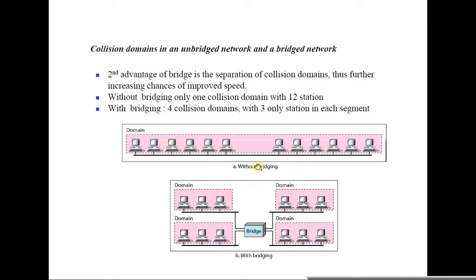For example, without bridging there is only a single collision domain. So if a particular collision occurs, all the stations connected on the LAN stop working. We can avoid this by creating 4 collision domains using the bridge.